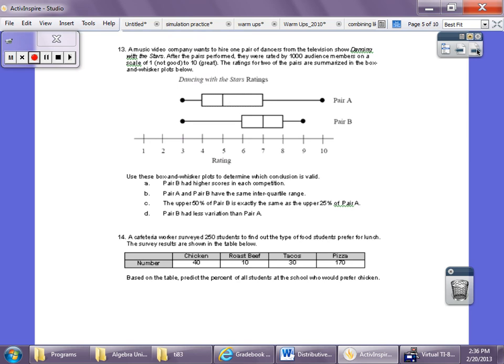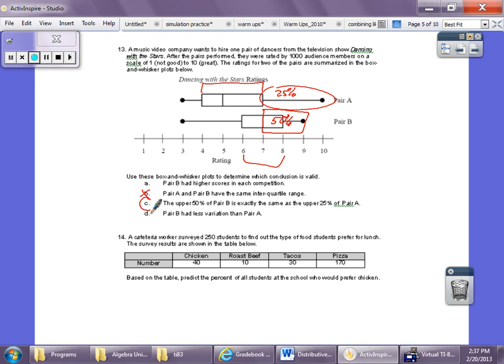Pair B had higher scores in each competition. Pair A and pair B have the same interquartile range. Well, we know that this is 2 and this is 3, so we know that's not true. The upper 50% of pair B is exactly the same as the upper 25% of pair A. Well, here's 50% of pair B compared to 25% of pair A. Well, that's true. And pair B had less variation than pair A.